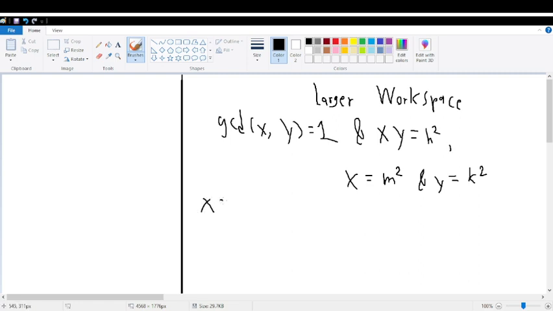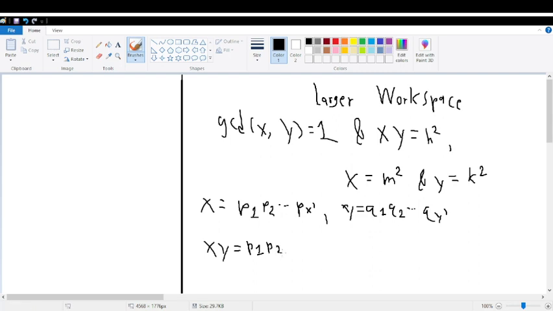Now x is going to be equal to p1, p2, all the way up to p sub x prime, where x prime is just the number of primes in the factorization. Y equals q1, q2, all the way up to q sub y prime, with none of the primes in x being in y, and none of the primes in y being in x. So this means that xy equals p1, p2, all the way up to p sub x prime, q1, q2, all the way up to q sub y prime.